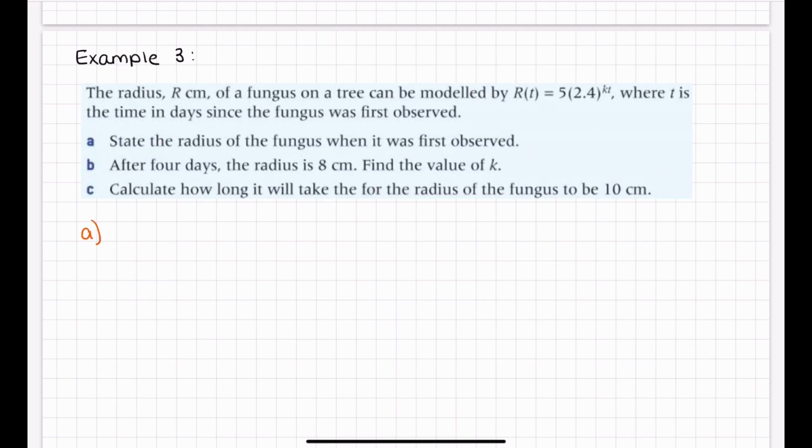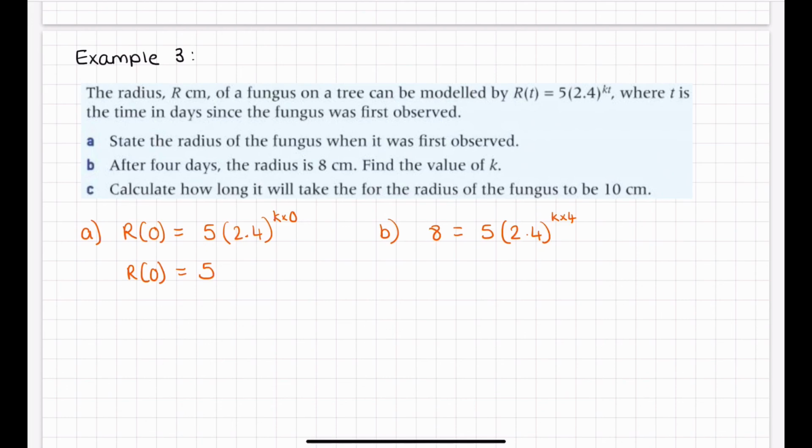So to find the radius when it's first observed means t is going to be 0. So r of 0 will equal 5 times by 2.4 to the power of k times 0. Now remember, anything to the power of 0 equals 1. So r of 0 will just equal 5, because 2.4 to the power of 0 is 1. After 4 days, the radius is 8 centimetres, find the value of k. So now we know the radius is 8, so it'll be 8 equals 5 times by 2.4 to the power of k, and it was 4 days, so it'll be k times 4.